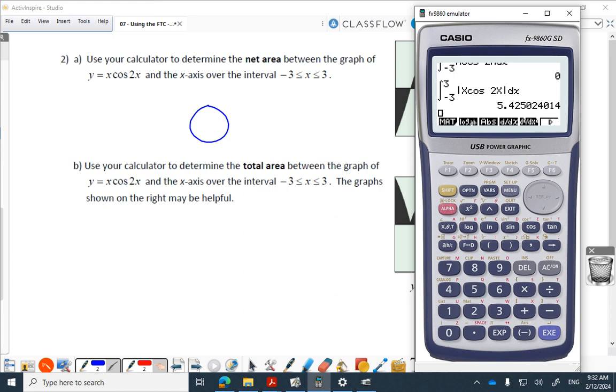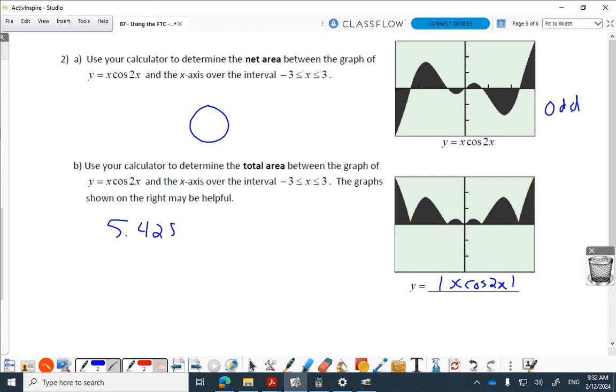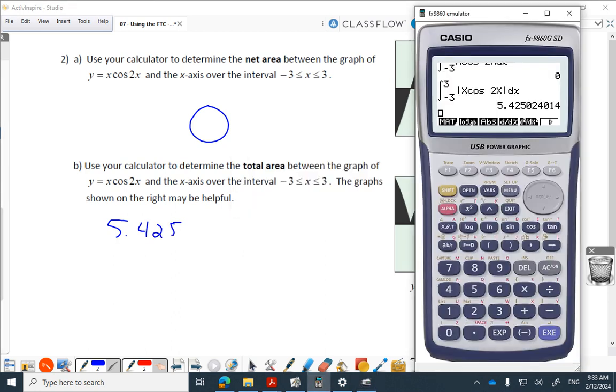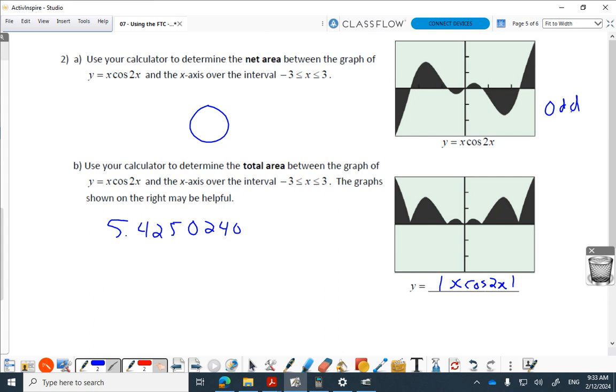It was pretty good. Let me read all these decimal places just so you got it exactly right when you typed it in. Careful now, don't turn that off. 425, 2414. Approximately, it must be approximately.